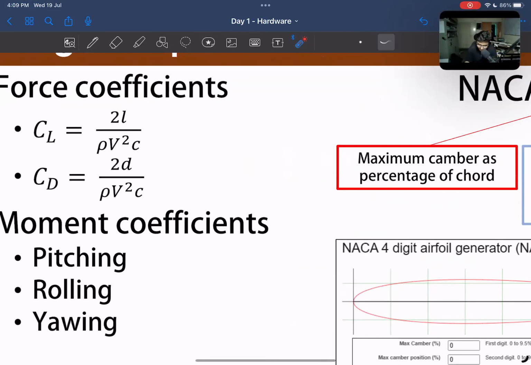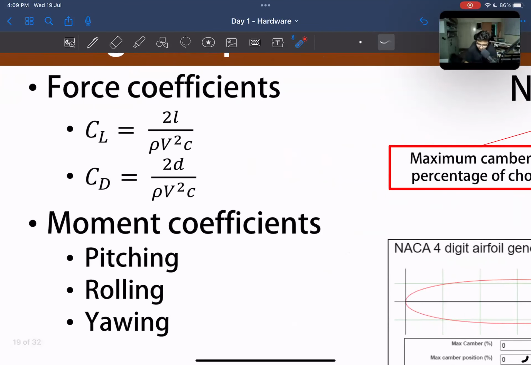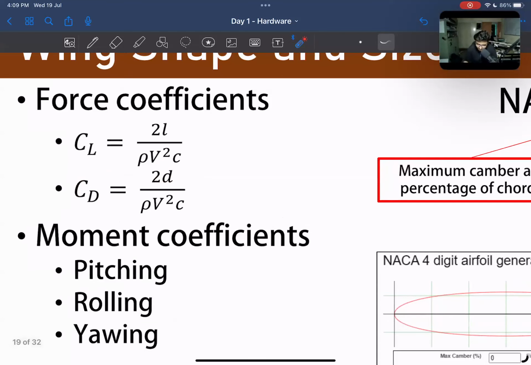Okay. And how is that lift coefficient defined? The lift coefficient is defined as 2 times l, where small l is the lift per unit length of the wing, divided by the density of the surrounding fluid, that is air in this case, times the square of the free stream velocity times the chord length. Okay. Similarly, the drag coefficient is defined as 2 times the drag force per unit length, divided by rho v square times c.